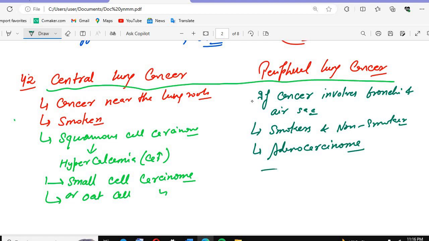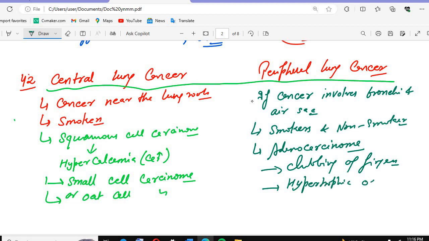And what features will you see? Clubbing of the fingers will be seen. Hypertrophic osteoarthropathy will be seen.